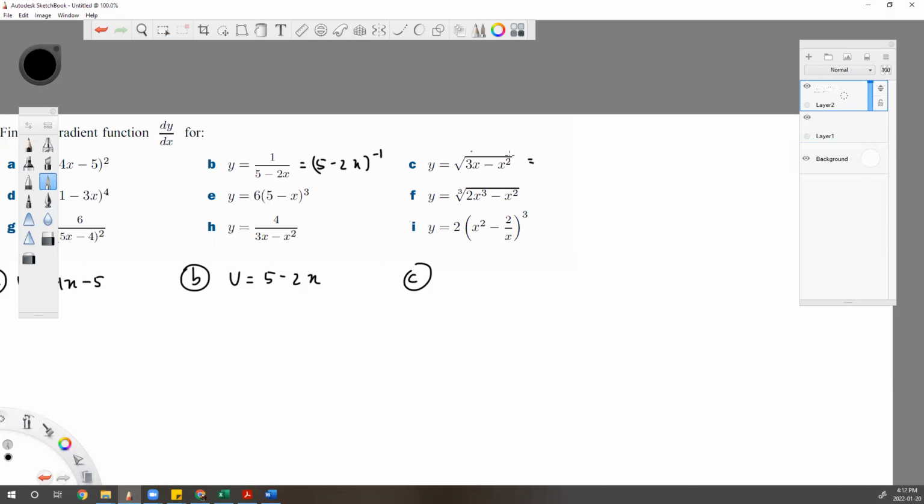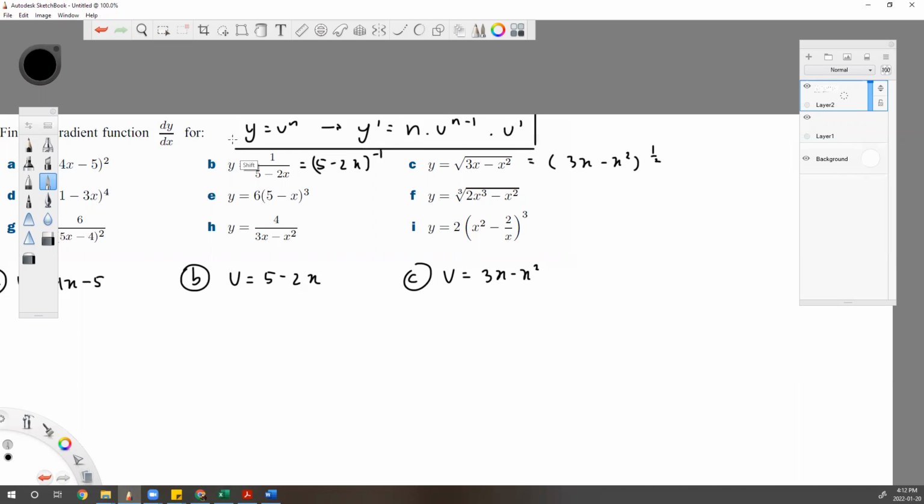I want to change the square root to power half, right? 3x minus x squared. So the u will be 3x minus x squared, the inside, right? Because y equals u power n, and the y accent is n times u power n subtract 1, as usual, times u accent. This is the rule. I have to highlight the rule. So you have to focus on that rule every time we do the question.